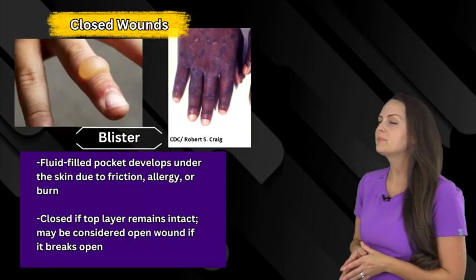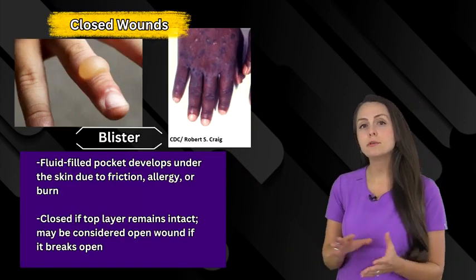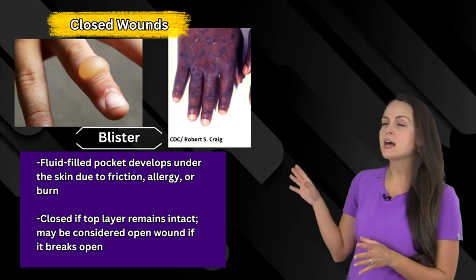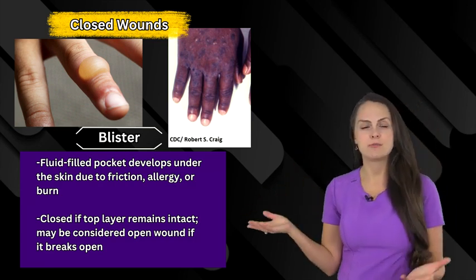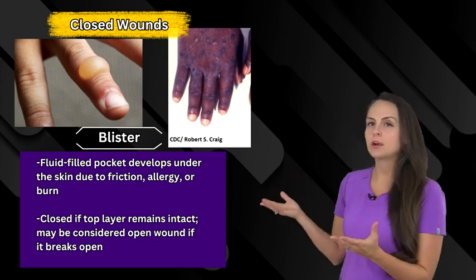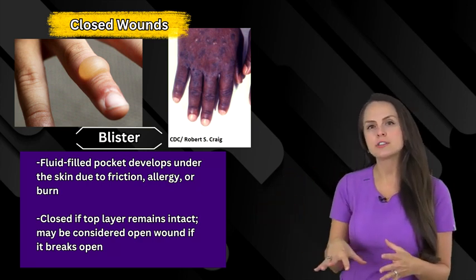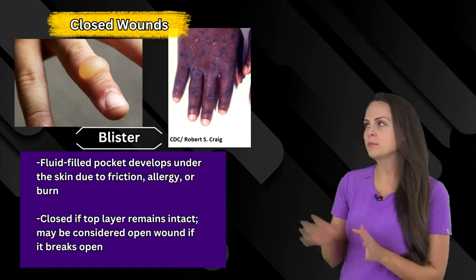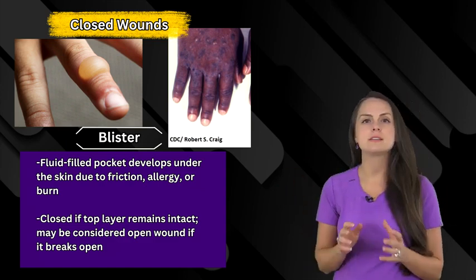Then there's blister, and this is a type of wound where we have a fluid-filled pocket that forms underneath the epidermis of the skin, which again, is the outer layer of the skin. And this fluid-filled pocket can occur because we have friction on the skin, or an allergy, or a burn. And remember, this is going to be a closed type wound because our skin is still intact.